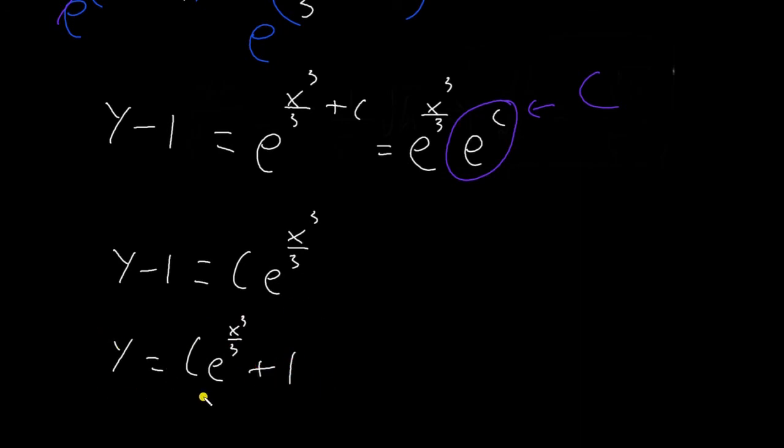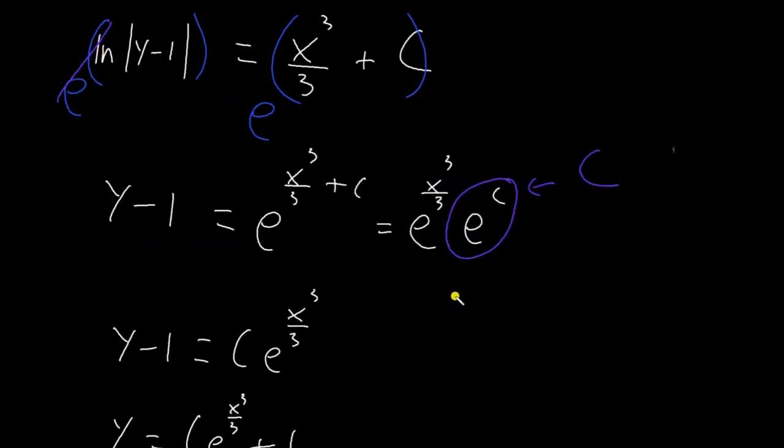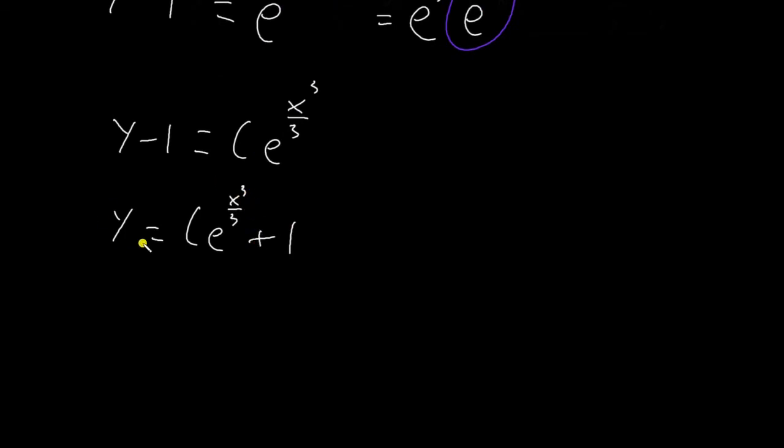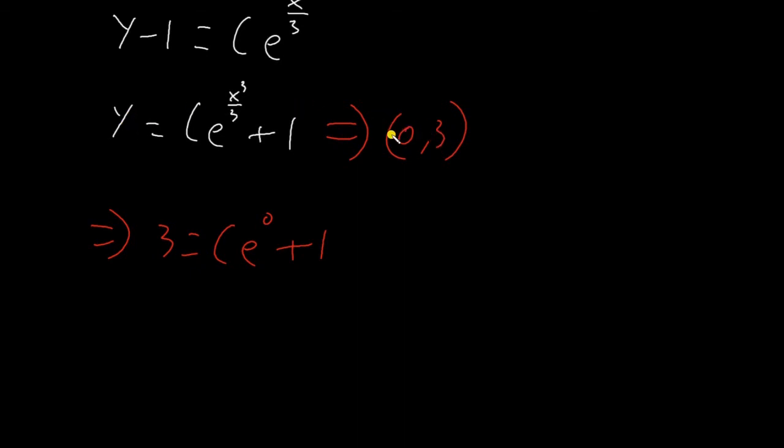But we're not quite done yet because we need to use our initial condition to figure out the value of c. So we know that in this equation, if x is 0, y is 3, right? So now we're going to plug in our point. We will plug in 0, 3, and that's going to get us 3 equals c times e to the 0 cubed over 3, plus 1. I just plugged in 3 for y and 0 for x. So this gives us 3 equals, e to the 0 is 1, so c plus 1.